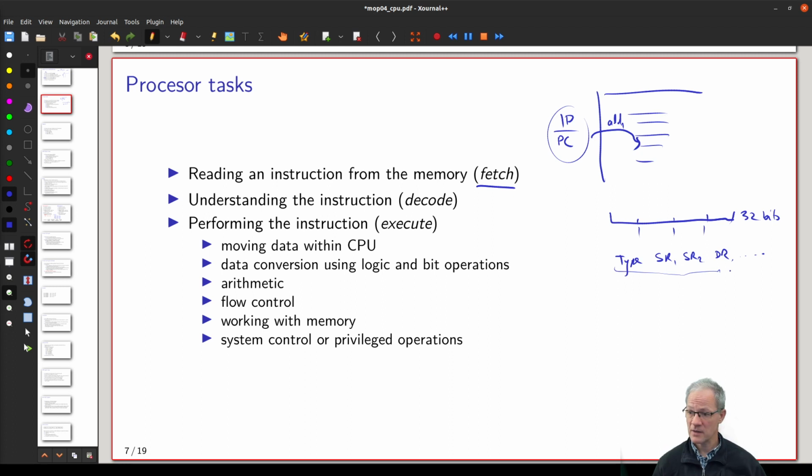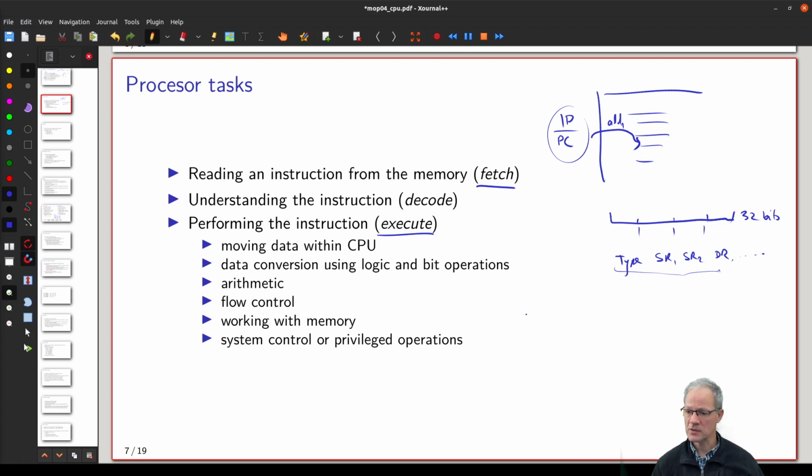And once it has figured that out, then it already knows that I need to take this register and that register, I need to add them up together, I need to write the result to that register. And that's what I'm going to do. So that's called the execute stage of the processor. During that stage, many things can happen. The data can be moved within the CPU from one register to another register.